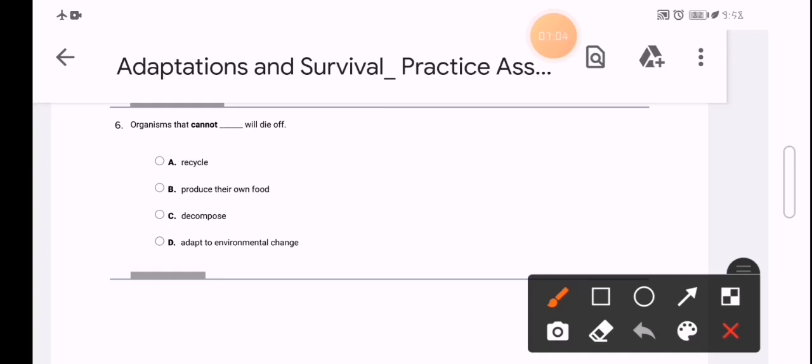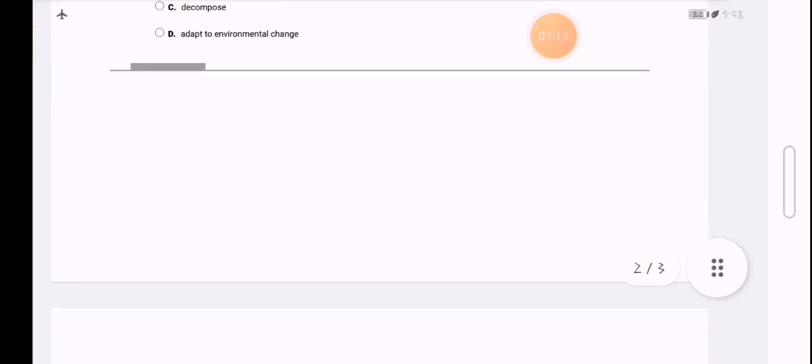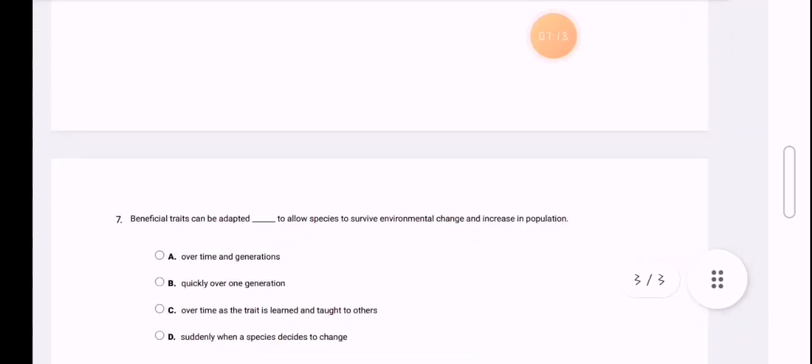So we can say that without producing their own food, they will die, because we can't produce our own food and we're still alive. Decompose, we said, is a process done after the death of the living organisms. So adapt to environmental change will be our correct choice.